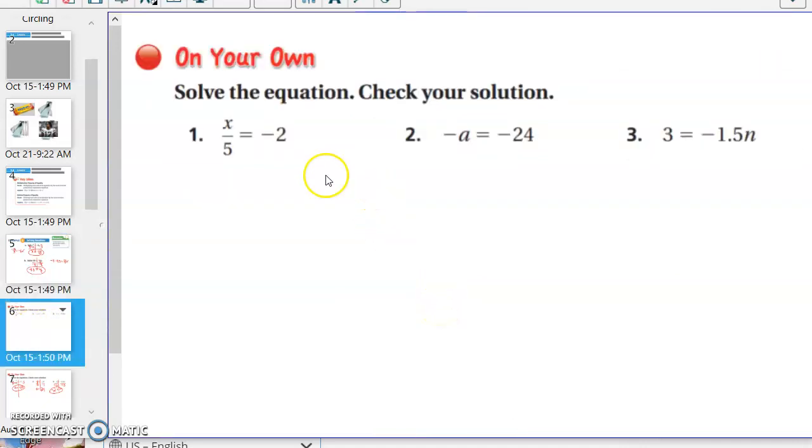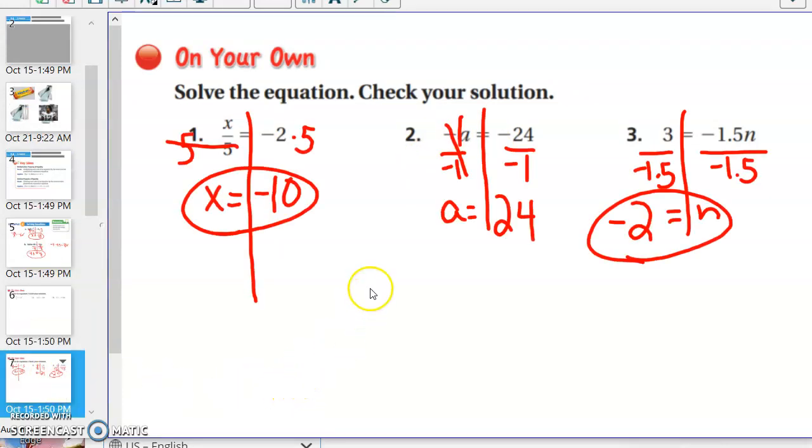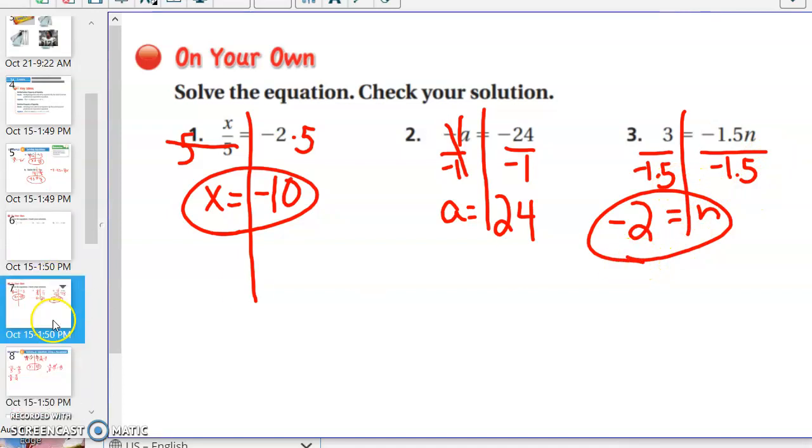You can pause the video and do these ones on your own, but remember there's a -1 in front of this a. This says -1 times a. To check those answers, for this one you would times by 5 on both sides, and that would give you x equals -10. For this one you would divide by -1 on both sides, and that would give you 24. And for this one you would divide by -1.5 on both sides, and that would give you -2.